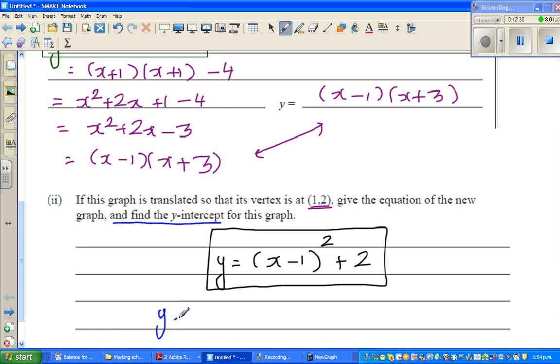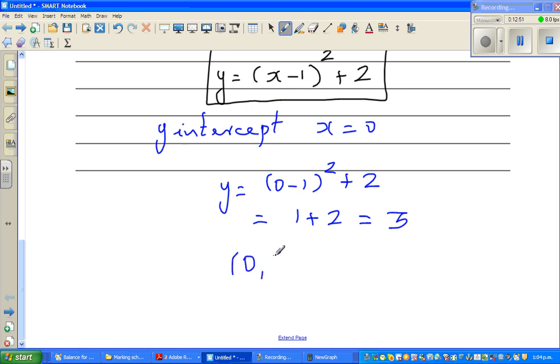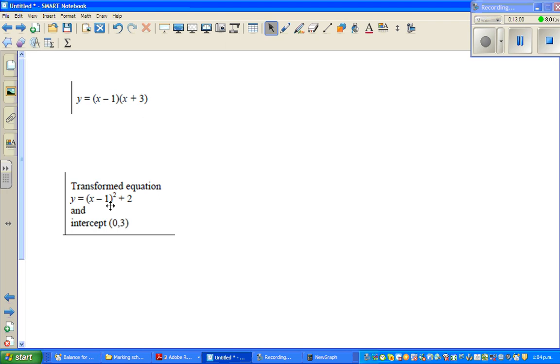The y-intercept is when x is equal to 0. So put x equal to 0, y is equal to 0 minus 1 squared plus 2, which is 1 plus 2, which is 3. So the y-intercept is 0 comma 3. You should write it like this. If you only write 3, you may not get the merit code. And so that's what they're asking. So the transformed equation is this, and the y-intercept is 0 comma 3.